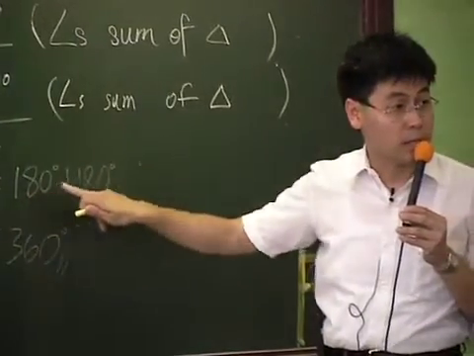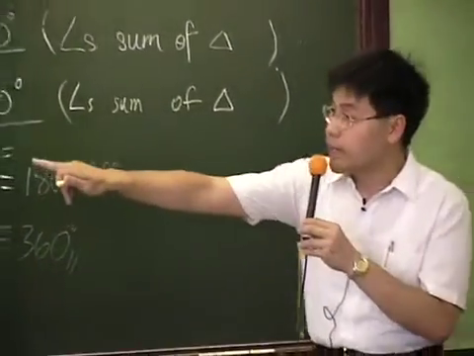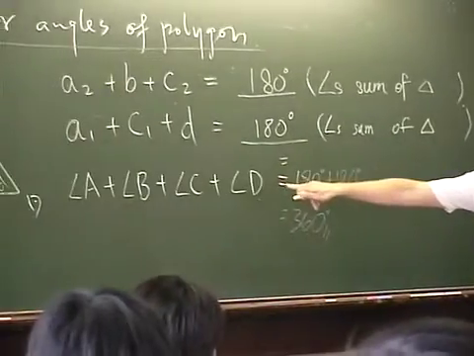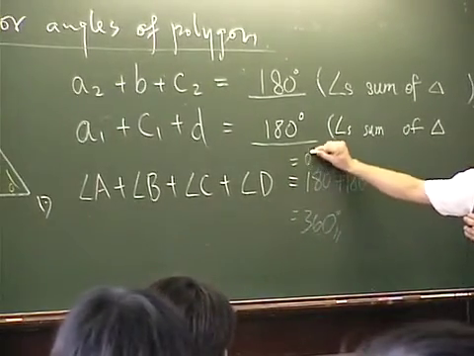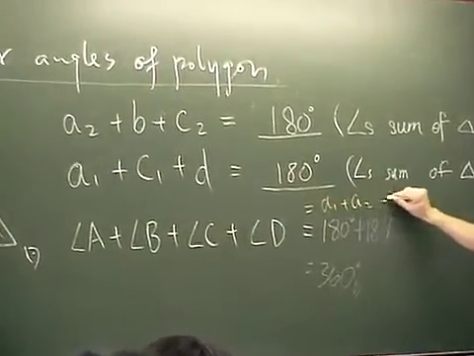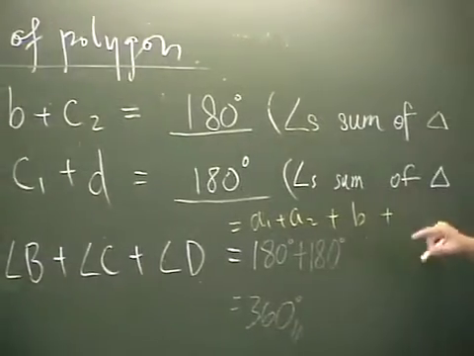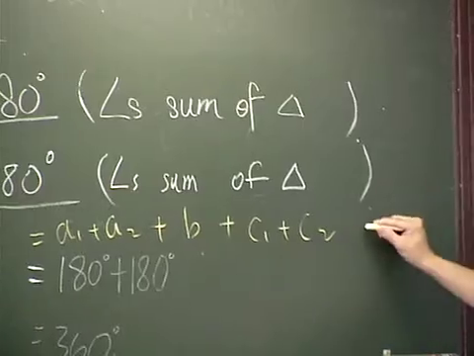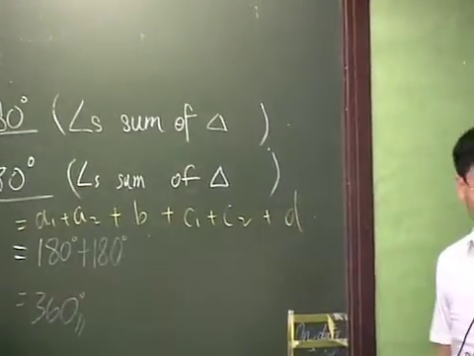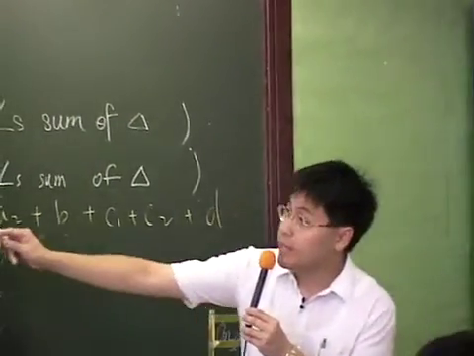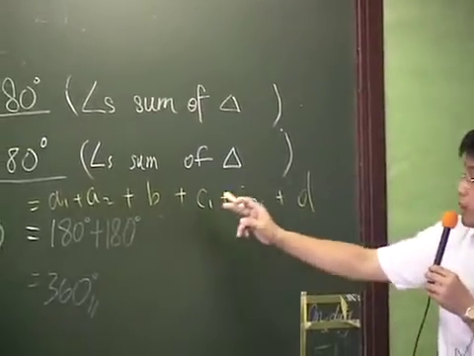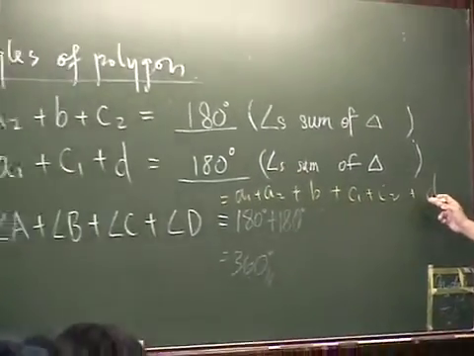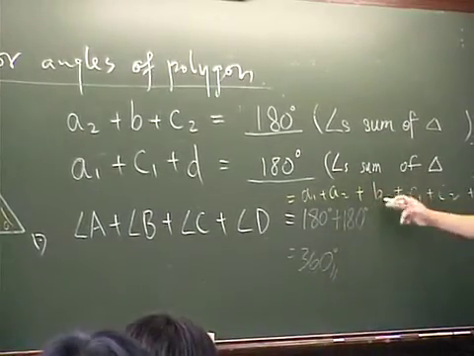Okay, angle A plus angle B plus angle C plus angle D. Do you find that it is equal to A1 plus A2, and angle B, plus angle C is equal to C1 plus C2? Can you get it? And then plus D. Can you get it? And do you find that A1 plus C1 plus D is equal to 180 degrees? A2 plus B and then plus C2 is equal to 180 degrees.